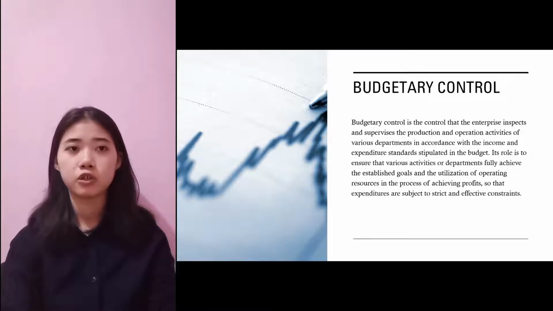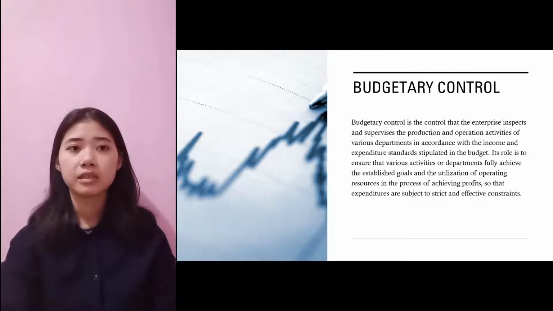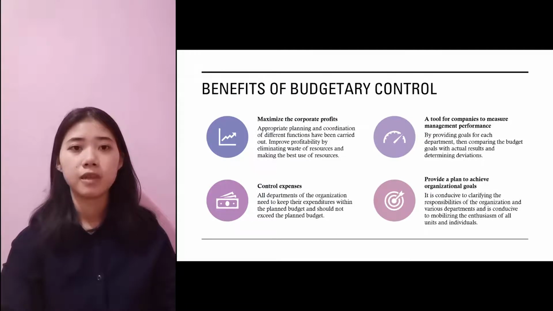Budgetary control is the control by which the enterprise inspects and supervises the production and operation activities of various departments in accordance with the income and expenditure standards stipulated in the budget. Its role is to ensure the various activities or departments fully achieve the established goals and the utilization of the operating resources in the process of achieving profits. So the expenditures are subject to strict and effective constraints.